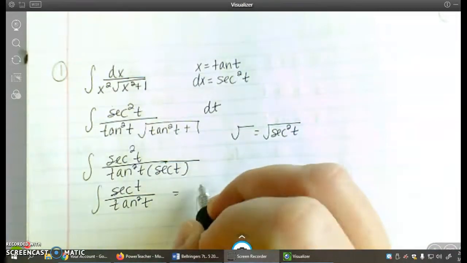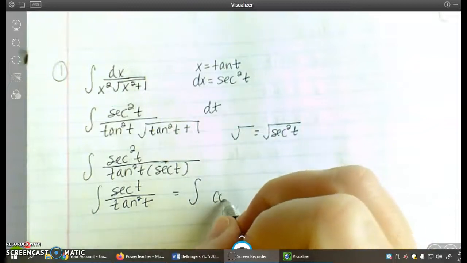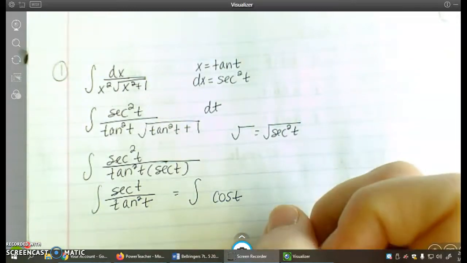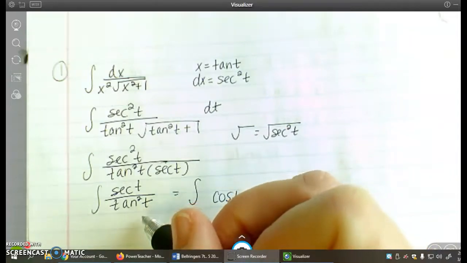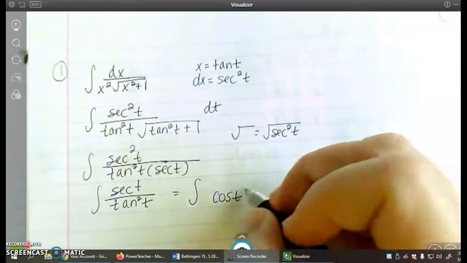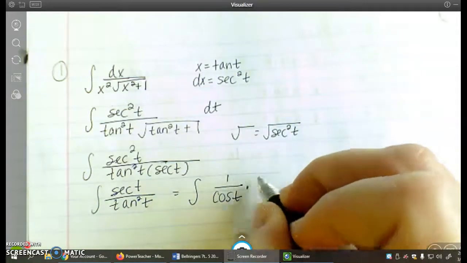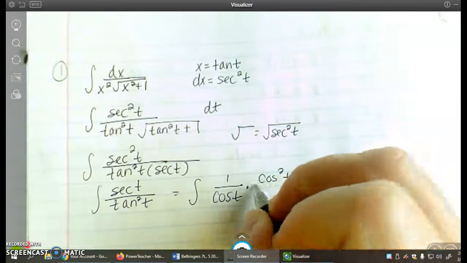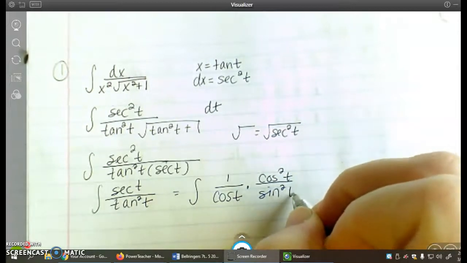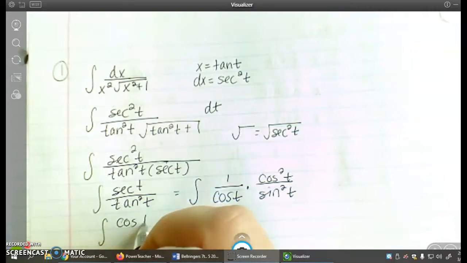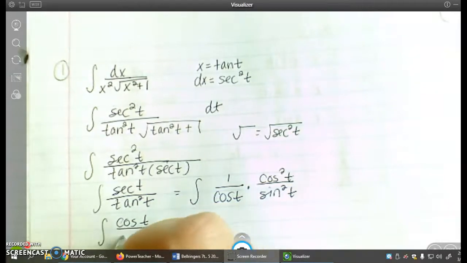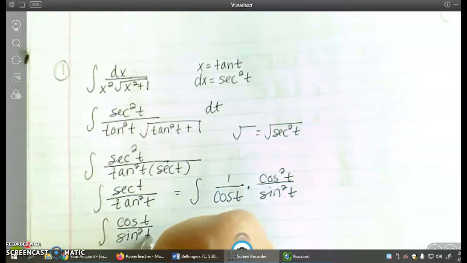Okay, I know that secant is 1 over cosine, so I'm going to go ahead and put a cosine on the bottom. I know that tangent is sine squared over cosine squared, and since it's on the bottom, I can just flip it up, and so I can multiply that by cosine squared over sine squared. And then I can simplify that to be cosine of t over sine squared of t.